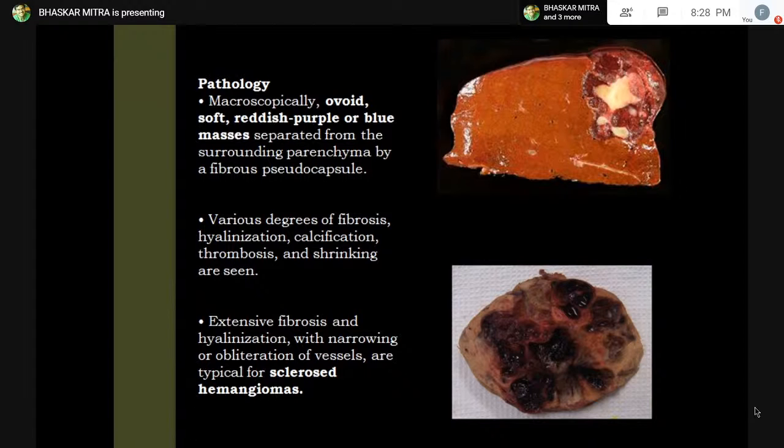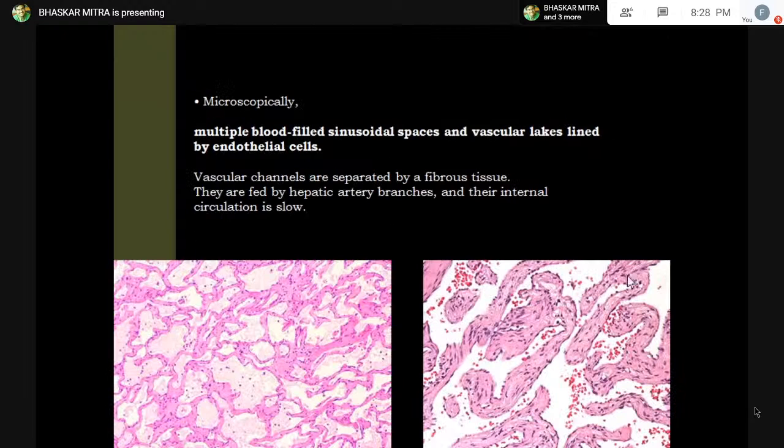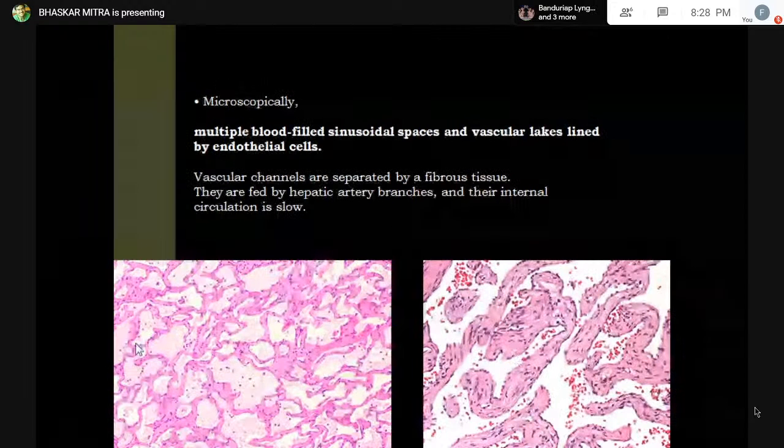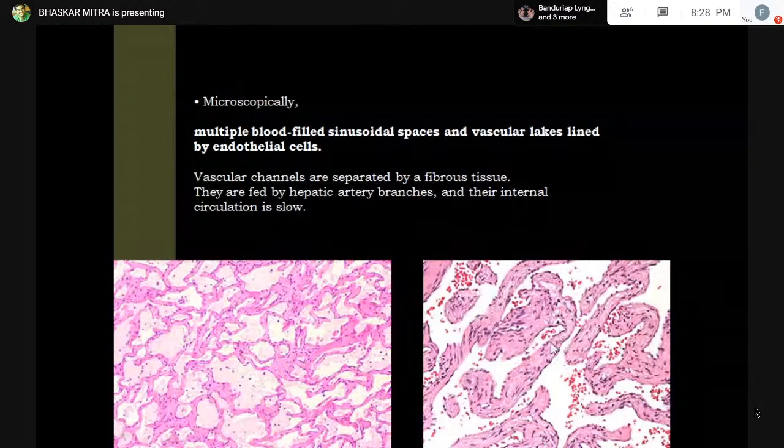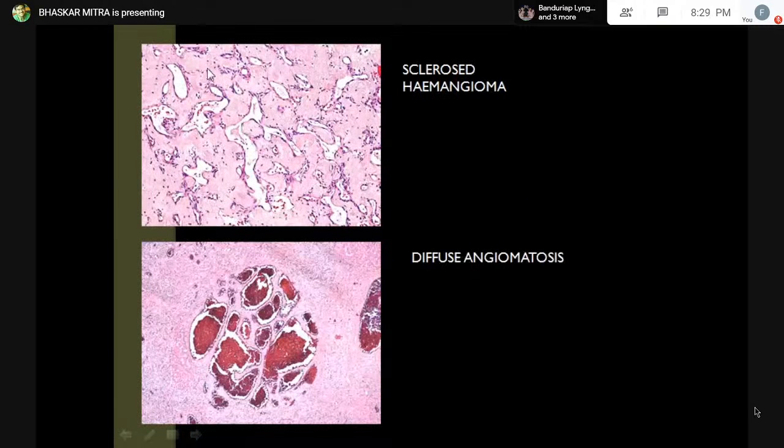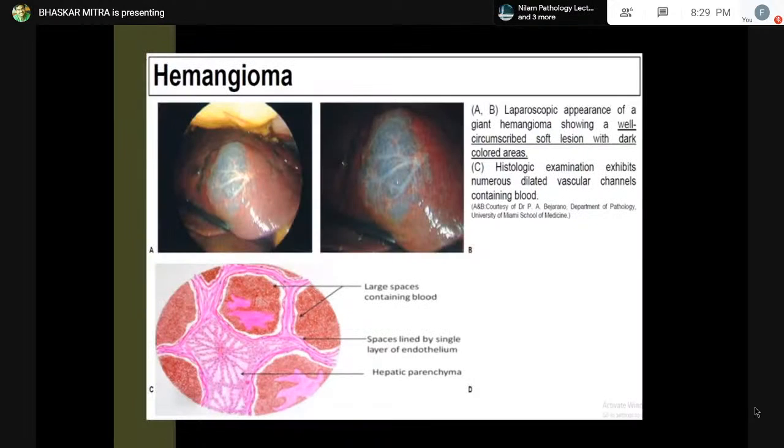These are the dilated blood vessels containing blood, lined by a single layer of endothelial lining. Some term it cavernous hemangioma, but it is used interchangeably with hepatic hemangiomas also, because most of the liver hemangiomas are cavernous type. These are the sclerosed hemangiomas showing sclerosis in different areas. They may show diffuse angiomatosis, hemangiomas.